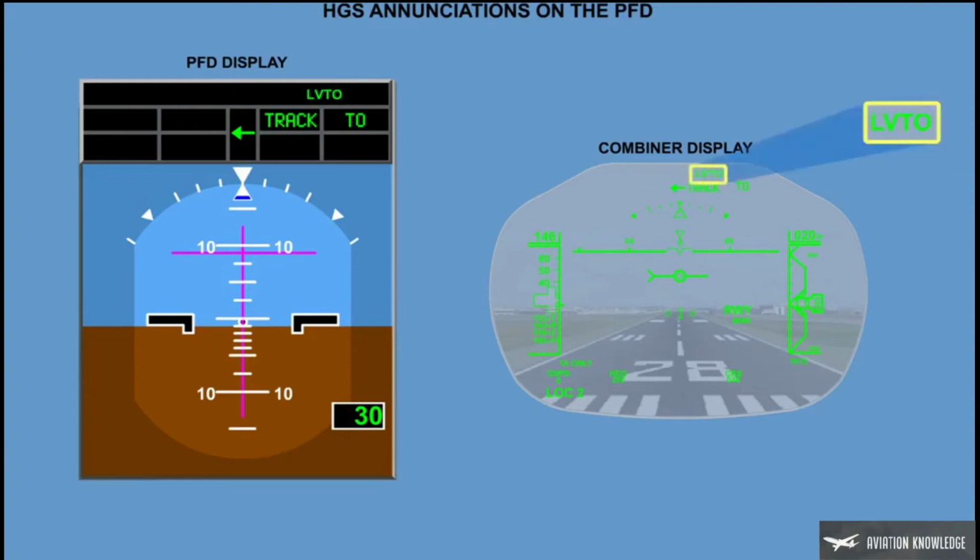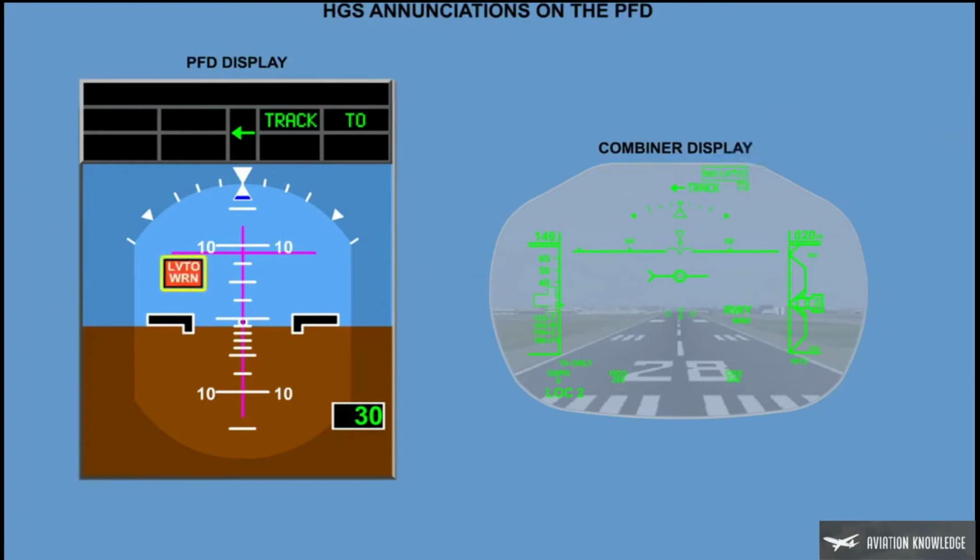In the combiner, LVTO will be blinking in the right top corner for the first 5 seconds, and then it will become steady. No LVTO in amber indicates that LVTO has lost capability, but is recoverable below 40 knots and above 80 knots. In the combiner, no LVTO will be blinking in the right top corner of the combiner display. No LVTO in red indicates that LVTO has been lost between 40 and 80 knots. In the combiner, no LVTO with box will be blinking in the right top corner of the combiner display.